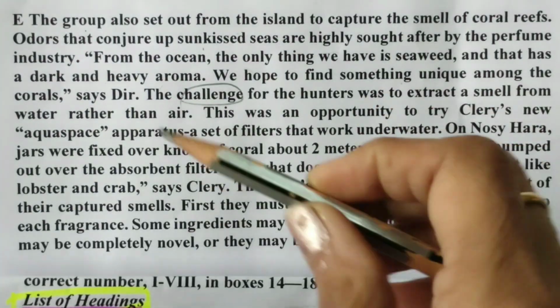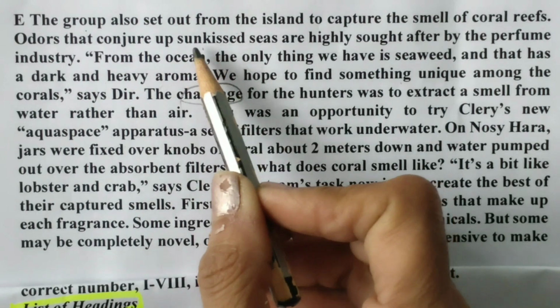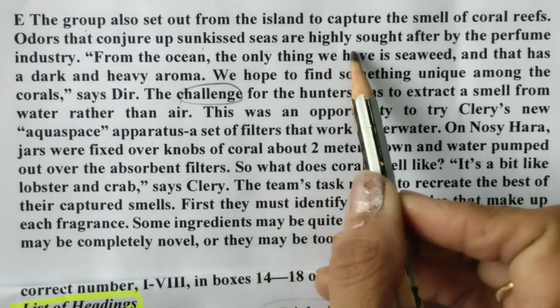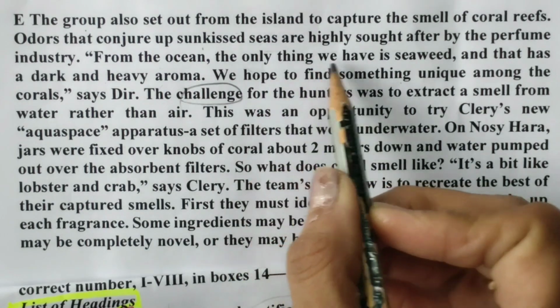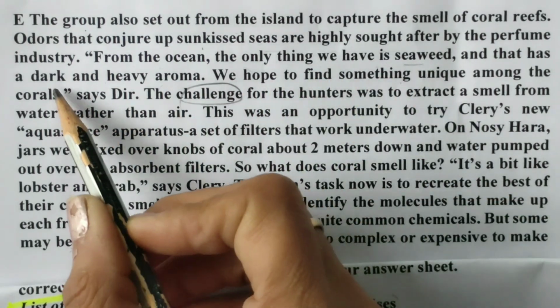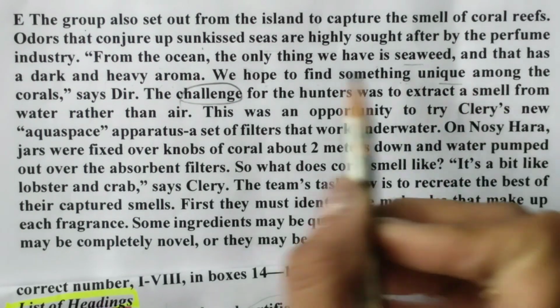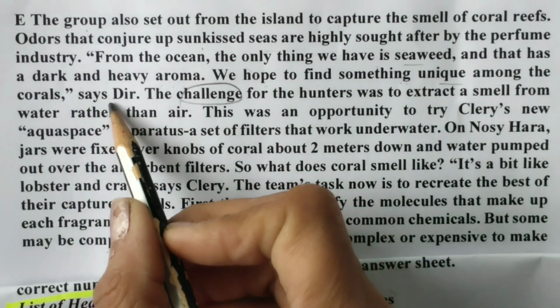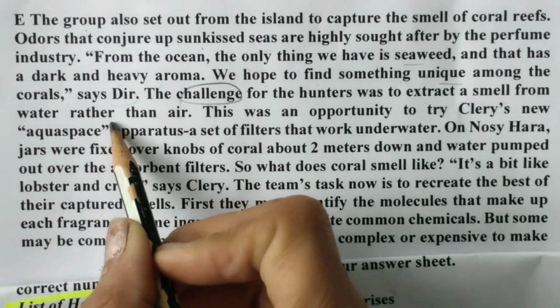Okay. The group also set out from the island to capture the smell of coral reefs. Odors that conjure up sun-kissed seas are highly sought after by the perfume industry. From the ocean, the only thing we have is seaweed, and that has a dark and heavy aroma. Okay, we hope to find something unique among the corals, says Dean. The challenge for the hunters was to extract a smell from water rather than air.